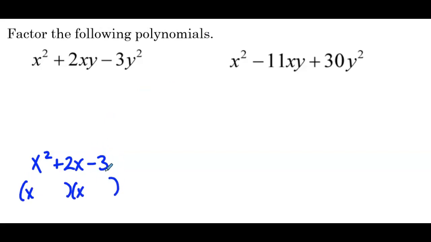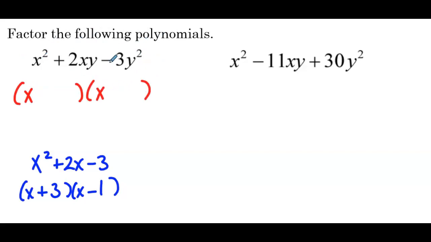And we need factors of negative 3 that add to positive 2. So there's going to be a positive factor and a negative factor. The larger factor is positive. And 3 only has 2 factors, 1 and 3. So 3 and 1, let's just verify 3x minus x. Perfect. Okay, so going back to the original problem they gave us, so we have x and x.